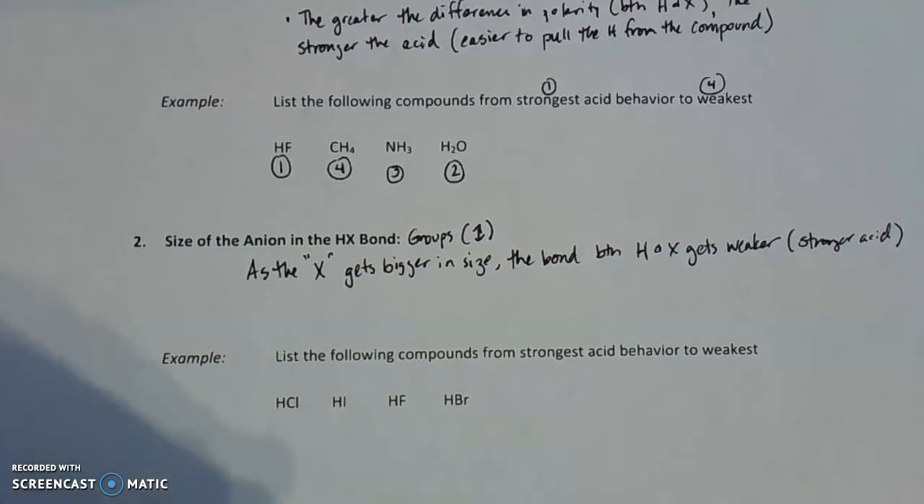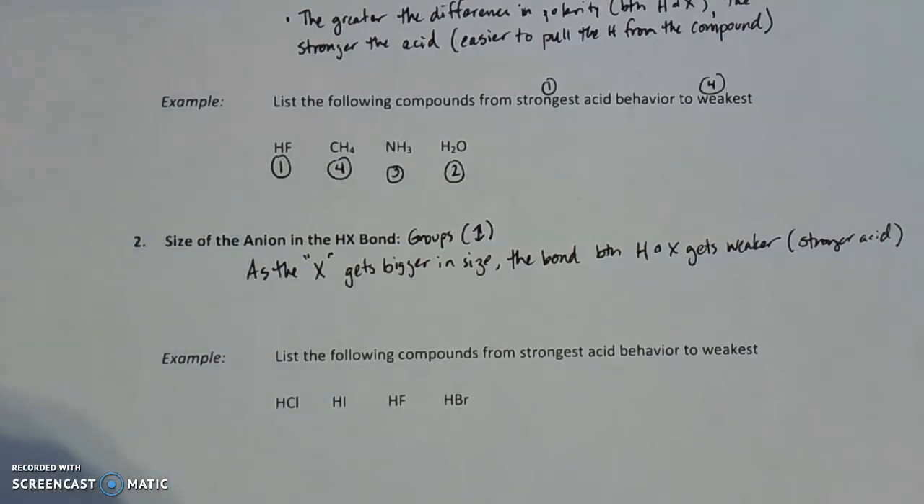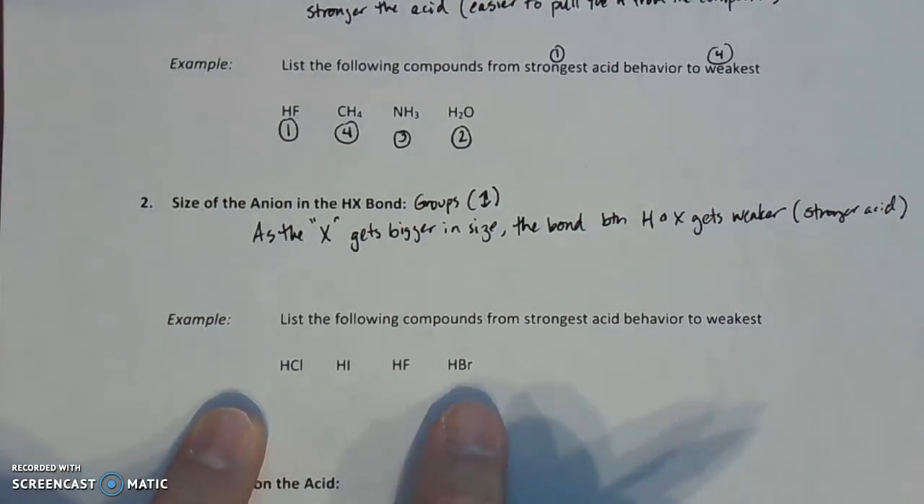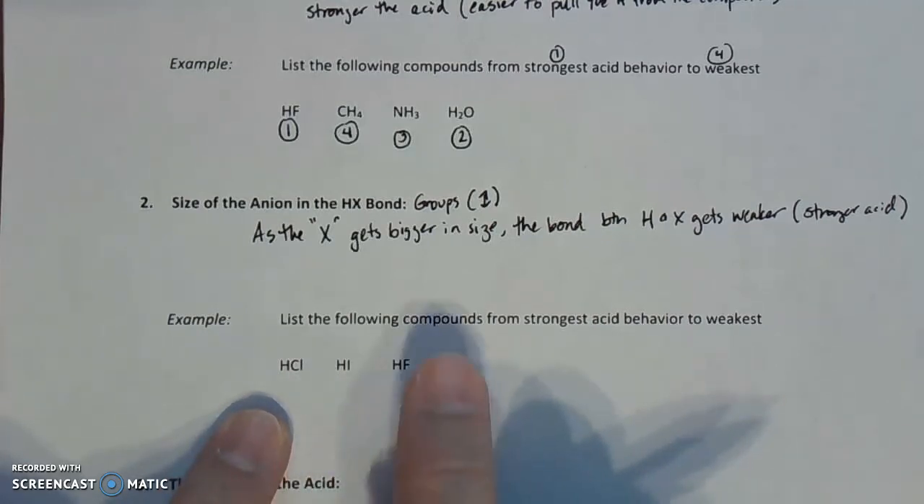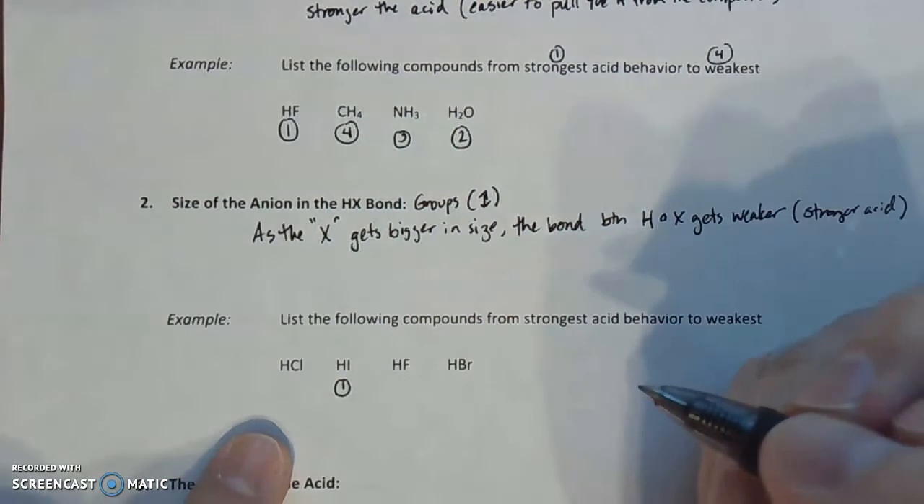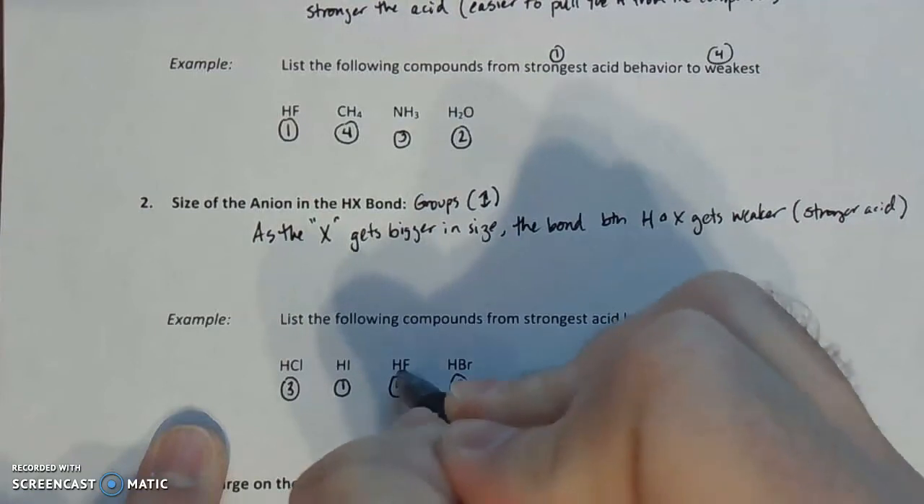So things that are higher, like fluorine, oxygen, anything in those top slots are going to be a weaker acid. As we go down, they get stronger. So if we look, here we have H with Cl, I, F, and Br. These are the halogens. They're all in the same group. So the further down it is, the stronger it is. So the furthest one down is HI. Then Br, Cl, and F.